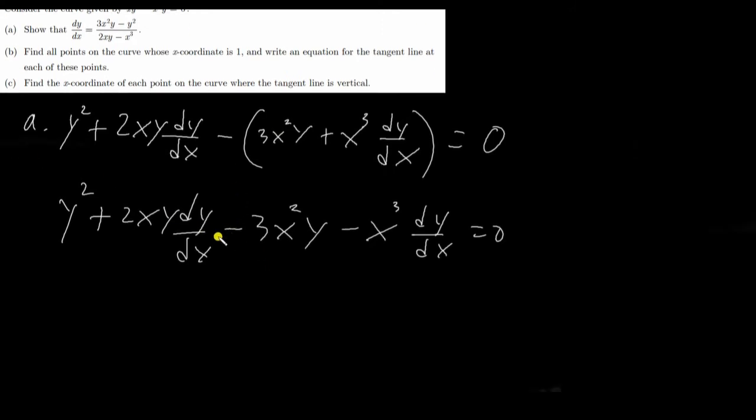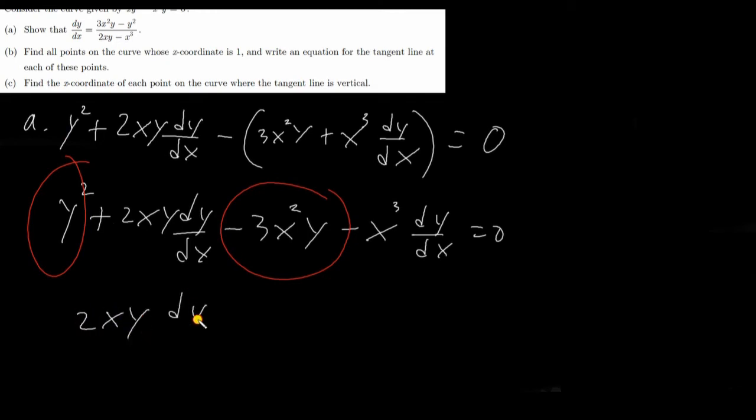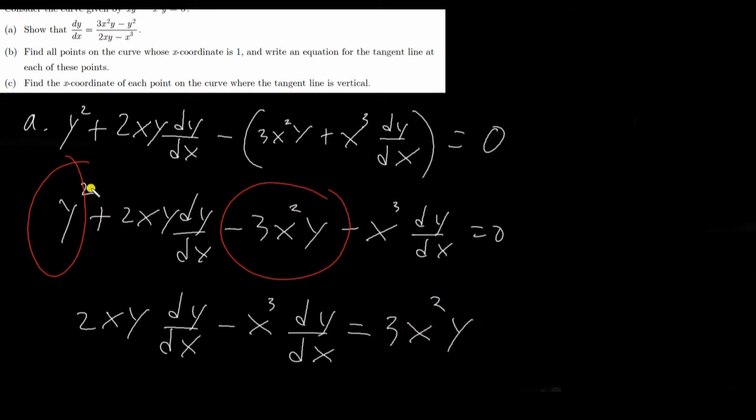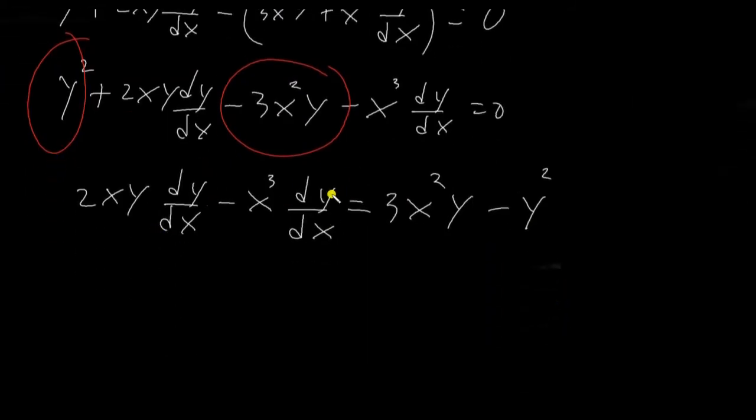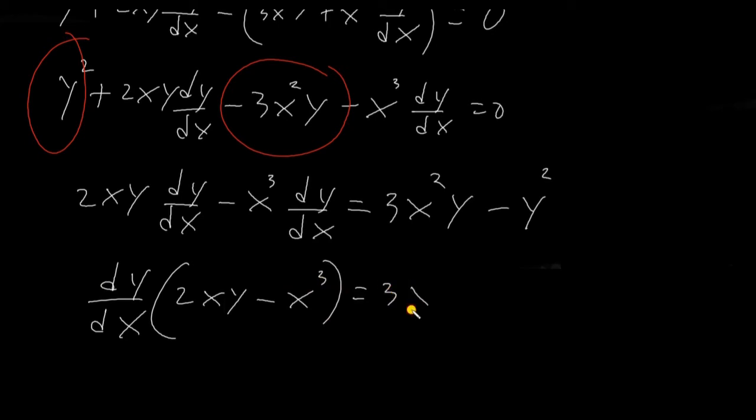So now that we did that, we can take this term and this term that doesn't have a dy/dx in it and bring it to the other side. So we'll have 2xy dy/dx minus x cubed dy/dx being equal to, if I bring this to the other side, I'll get 3x squared y, and if I bring this to the other side, I'll get negative y squared, right? Now let's factor out the dy/dx here. That was the reason we brought those other terms to the other side of the equation. So if I factor that out, I will get 2xy minus x cubed being equal to this stuff.